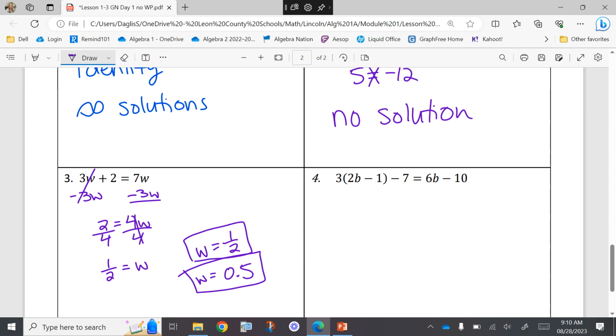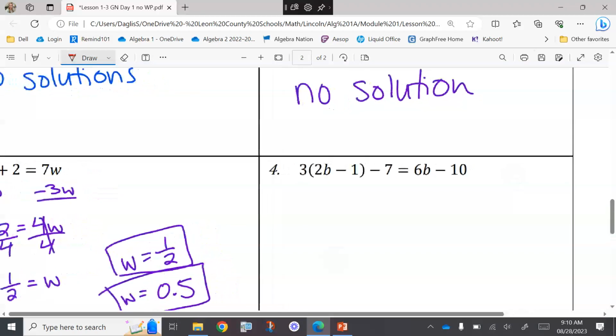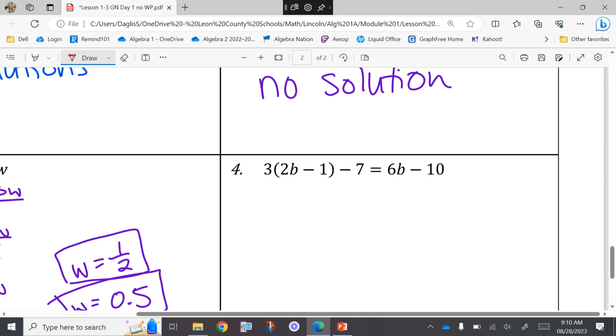All right, lovelies. Last one. 3 times 2b minus 1 minus 7 equals 6b minus 10. What should we do first? 2b and 6b. I can't do that. Wait, why? My steps tell me to take care of my parentheses, take care of my grouping. So we're going to distribute, yep.